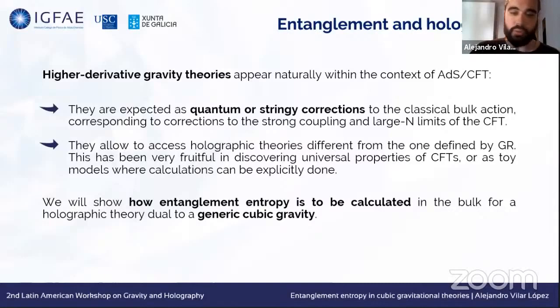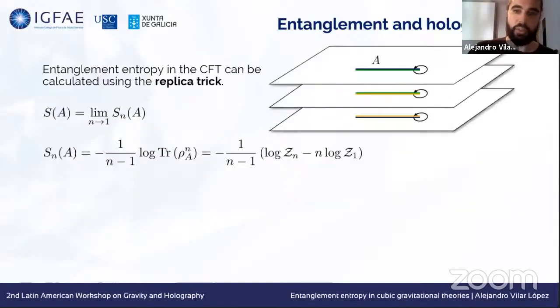To start with the more technical content, let me remind you how entanglement entropy in the field theory can be calculated. One of the ways to do it is the replica trick, and this will be useful to connect with the gravity results. In the replica trick, you compute entanglement entropy for region A as a limit of Renyi entropies. These Renyi entropies are defined in this way.